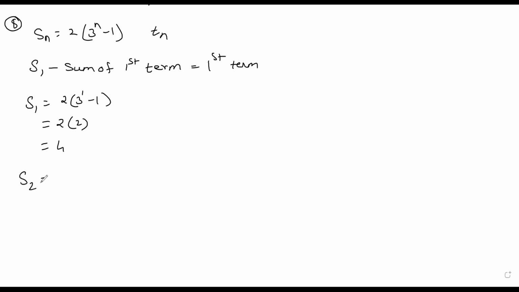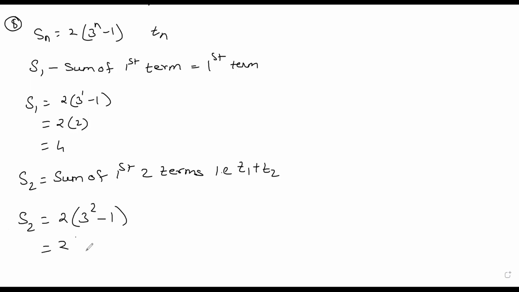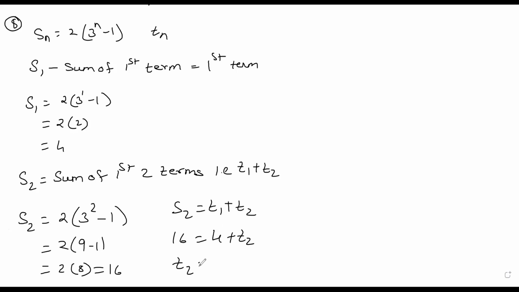Now S2. S2 is the sum of the first two terms. That is T1 plus T2. So I'll put S2 in place of this: 2 into (3 raised to 2 minus 1). 2 into (9 minus 1), 2 into 8, it is 16. Okay, now S2 is 16, but S2 is T1 plus T2. So 16 is 4 plus T2, and T2 will be 12.